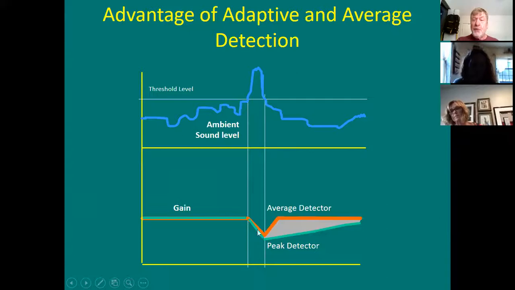So here's what the peak detector did. Wham, it went into compression. The gain was linear, linear, linear, and then suddenly down into compression. But remember, the release was 3 times as long. So here's the release time, and it releases from compression.